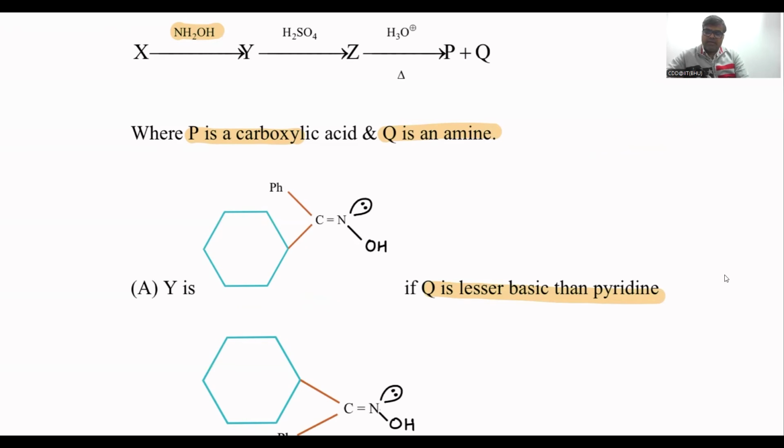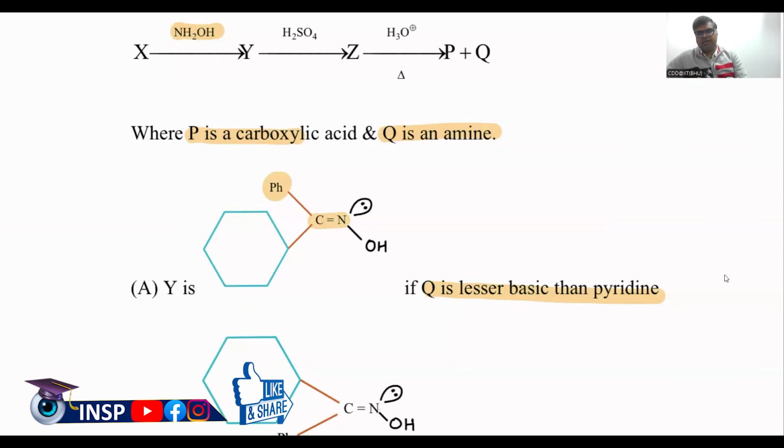In this case also, you can see that Y is given as a compound which is an oxime, and with respect to OH, anti is over here Ph. If anti is here Ph, then the amide form will be PhNH. So PhNH will create an amine, as aniline, not pyridine. So it is given that Q is less basic than pyridine. You all know that aniline is less basic than pyridine.